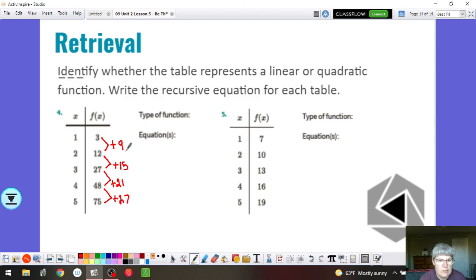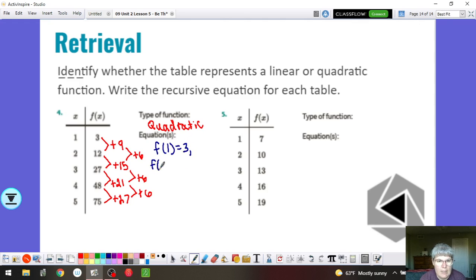So my first difference is not constant, so I know it is not linear. If I check the second difference, it increases by 6, increases by 6, increases by 6. So that tells me that this is a quadratic function. And we're going to write the recursive formula. Remember, with the recursive formula, you always state what the first term is equal to. So f of 1 equals 3.